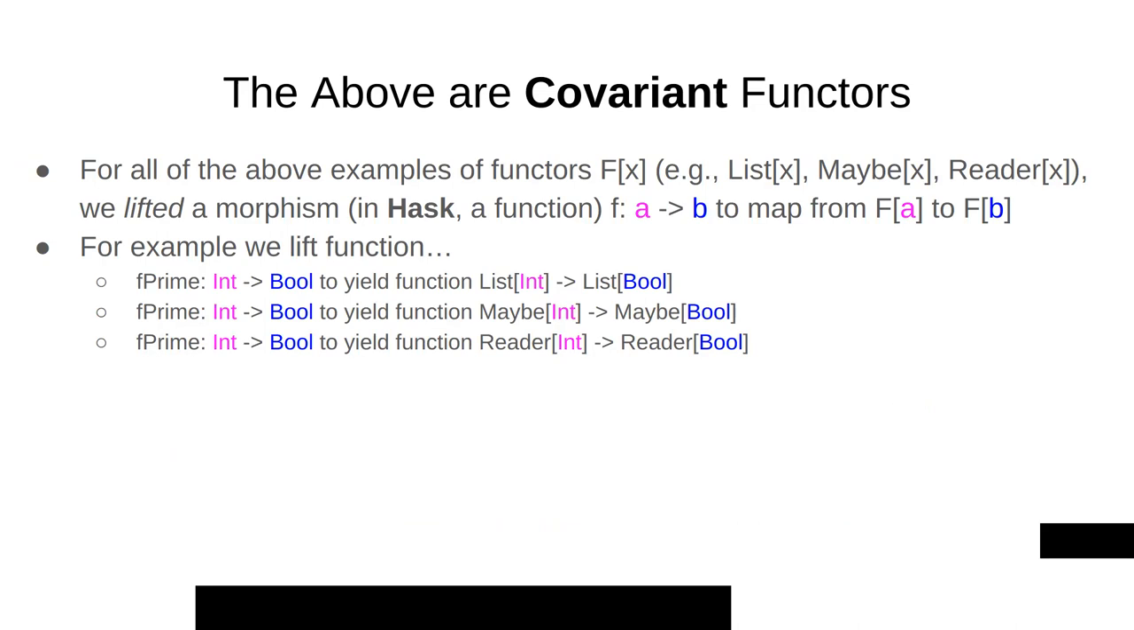Now, the key thing I want to emphasize, as I'm going through them one after the other, is that these are all covariant functors, okay? We lifted a morphism for all of them, from A to B, to get something that goes from FA to FB. So if we have F prime from int to bool, we lift it with fmap for the list functor to go from list of int to list of bools. If we have F prime from int to bool, and we lift it with the maybe functor, we go from maybe int to maybe bool, right? If we have something that goes from int to bool, we lift it with the reader functor, it goes from reader int to reader bool. You notice I've colored these in a way that I'm going to be consistent about. So you can visually verify at a glance that it's magenta before blue on the left and it's magenta before blue on the right. And that's important because we're going to see some reorderings of that in just a few minutes. And I'm going to explain why.